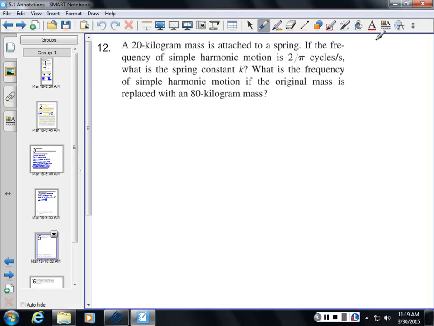Let's examine that. They tell us that the mass is given to be 20 kilograms. It's attached to a spring. They give us the frequency. The frequency is 1 over the period, and so this is omega over 2 pi, because the period is given to be 2 pi over omega. Okay, so they give us this frequency.